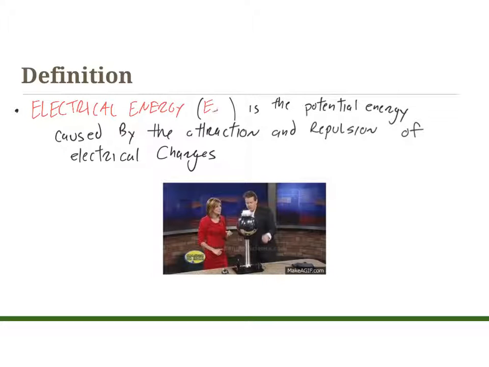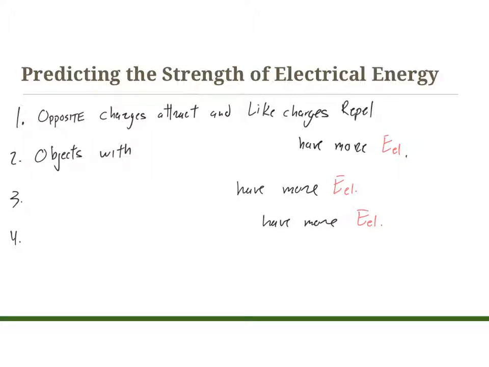which we've designated before as capital E, lowercase l, is a potential energy caused by the attraction and repulsion of electrical charges. This picture right here is a picture of a Van de Graaff generator with some pie tins on top of it. When the Van de Graaff generator gets super negative, it pushes those pie tins off, and those pie tins eventually fall off to the side because the charge of the Van de Graaff generator is so great.